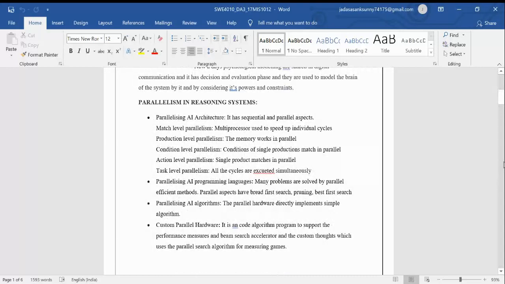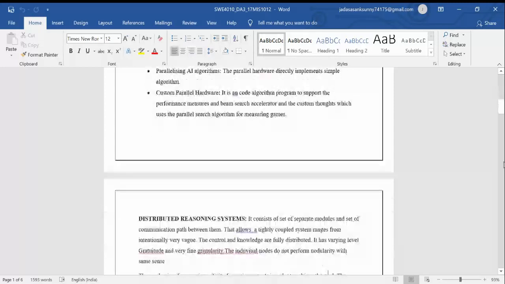And there are many parallelism reasoning systems involved, like parallelizing architecture: match level parallelism, production level, condition level, action level, task level, etc. These parallelizing architectures also have programming languages in them. They also have AI algorithms, custom parallel hardware, etc.